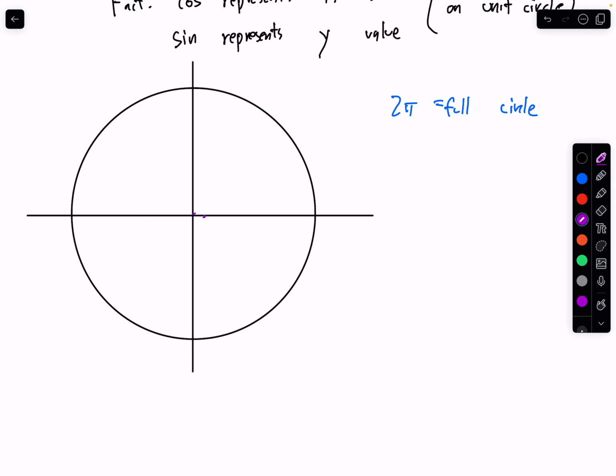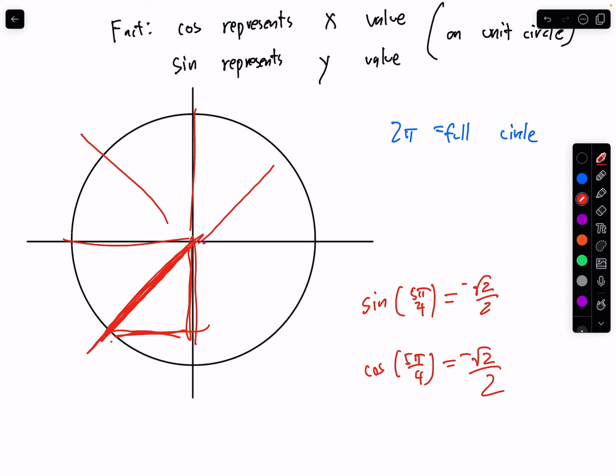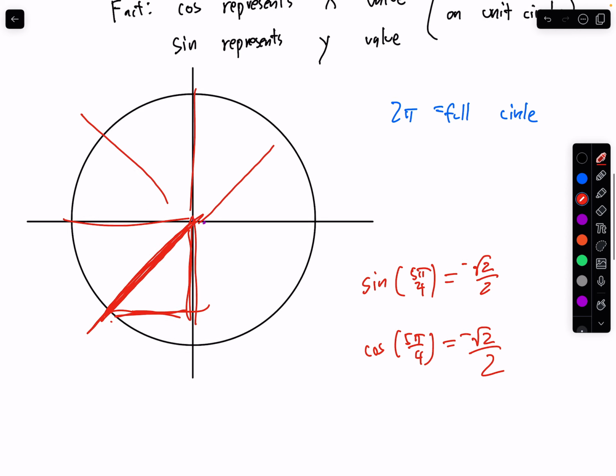Let's change color here. So let's say I want to know sine of 5 pi over 4, cosine of 5 pi over 4. Okay, so I go 1, 2, 3, 4, 5. That means I'm right here. Looking at this triangle, it looks like cosine is negative, sine also negative, and their values should both be root 2 over 2. So negative root 2 over 2.